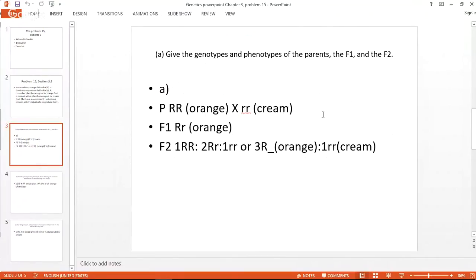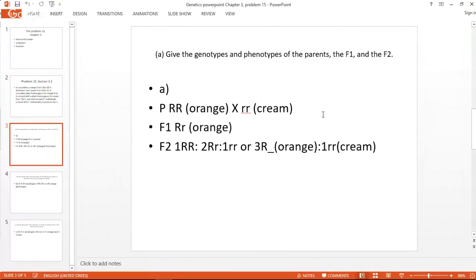Then we cross those to get our F1, and the F1 would be 100% heterozygous, big R, little r. It's still going to be orange because it has that dominant R in there. So the phenotype for F1 will be orange, the genotype is big R, little r, and it is 100%.